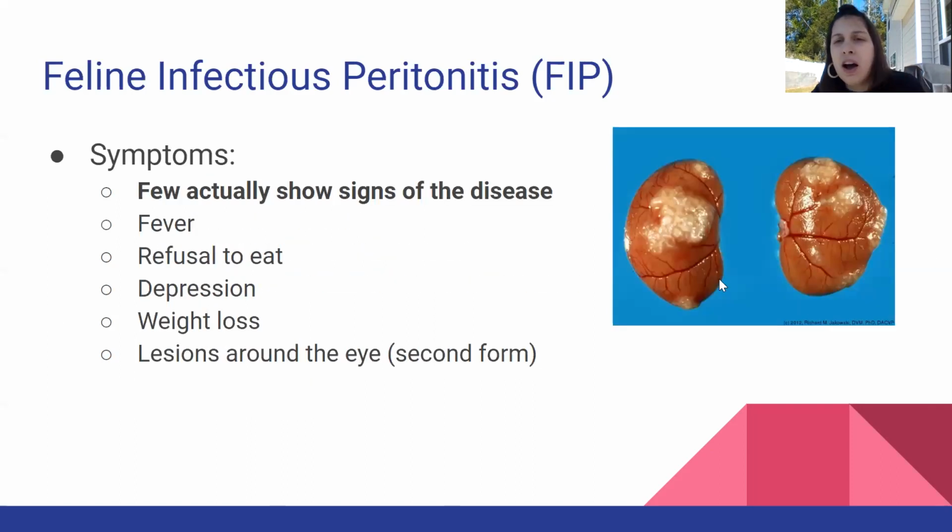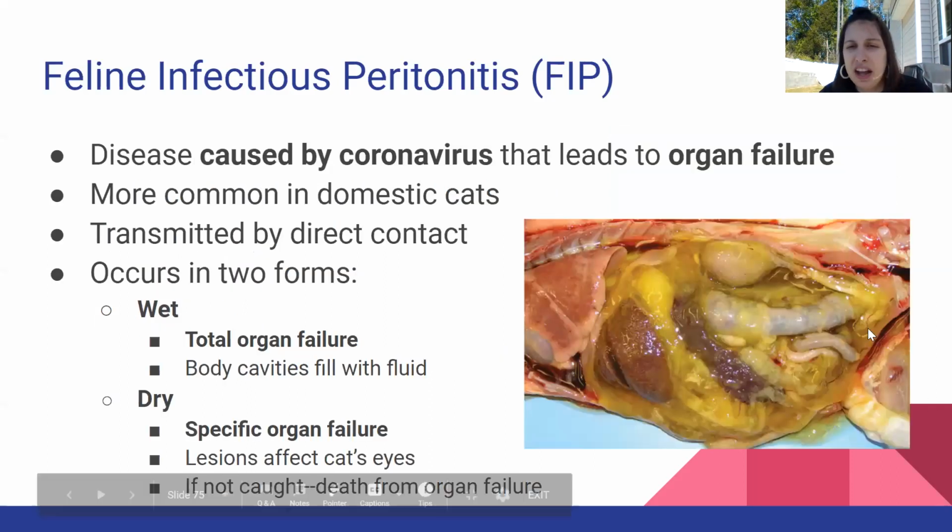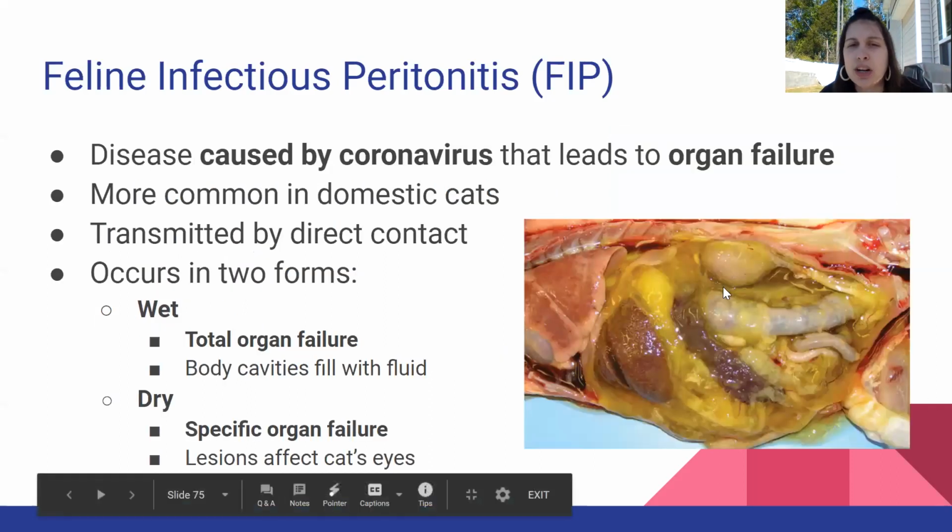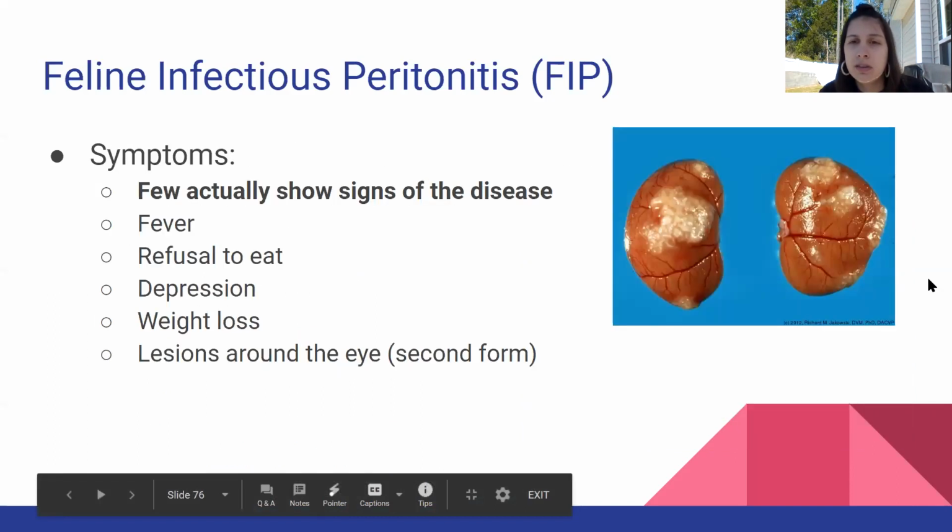Oh, I'll go back. These are lesions starting to grow. So we see the lesions on the eyes, but the rest of the body is also developing these lesions that end up turning into pus pockets.